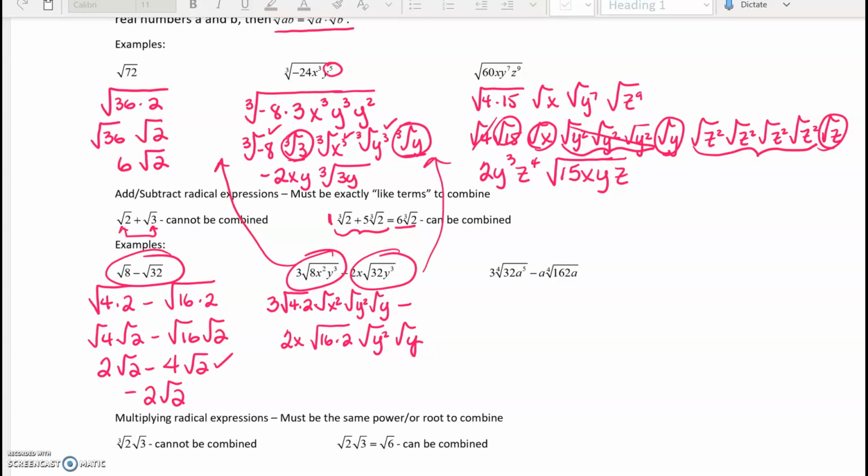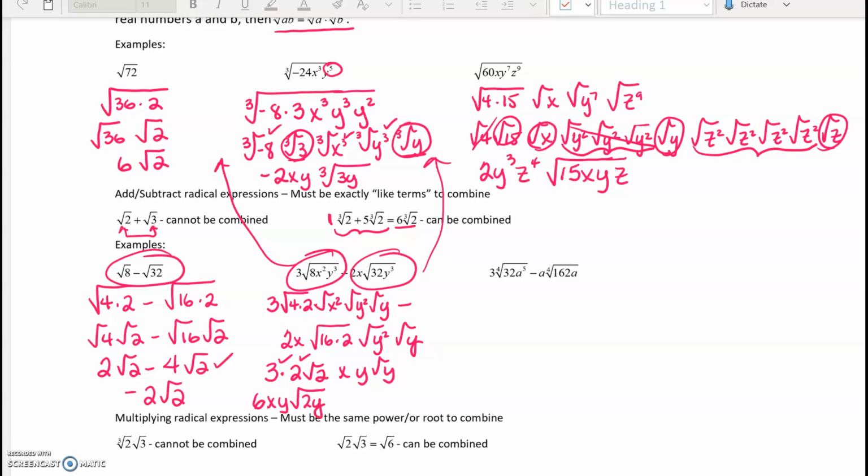Let's try to speed this up a little bit. 3 times the square root of 4 is 2. The radical is left underneath. We have an x and a y and a square root of y, which cleans up into 6xy. So there's that term, together give me 6, and then xy. And then left under the radical is 2y.